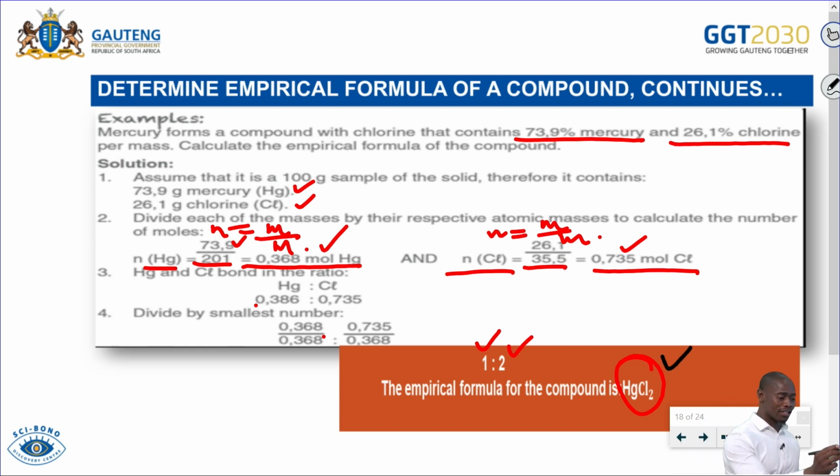HgCl2. So HgCl2 is the empirical formula of that compound, which contains 73.9% mercury and 26.1% what? Chlorine. All right.